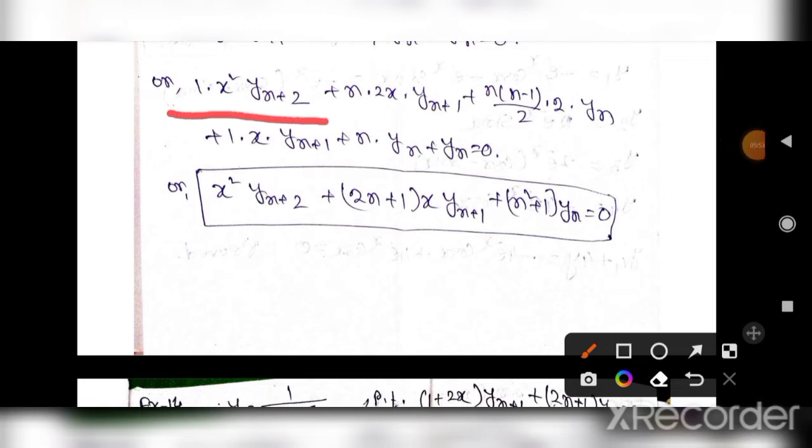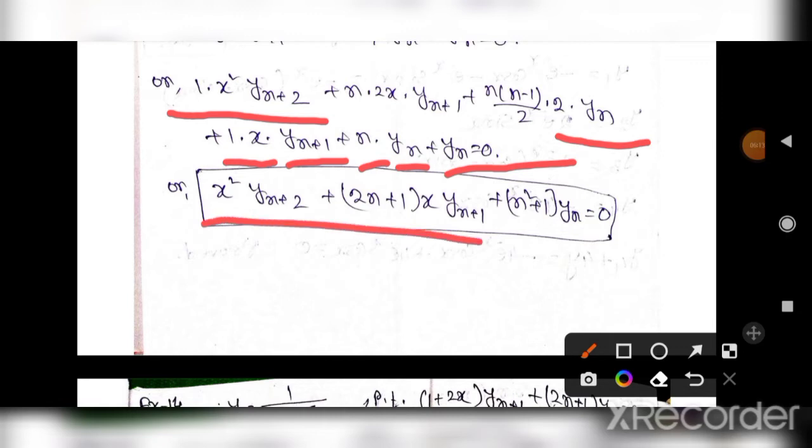Or 1 into x square y(n+2) plus n into 2x y(n+1) plus n into n minus 1 by 2 into 2 yn, plus 1 into x into y(n+1) plus n into yn, plus yn equals 0. Solving, we get x square y(n+2) plus 2(n plus 1) x y(n+1) plus (n square plus 1) yn equals 0. This is our answer.